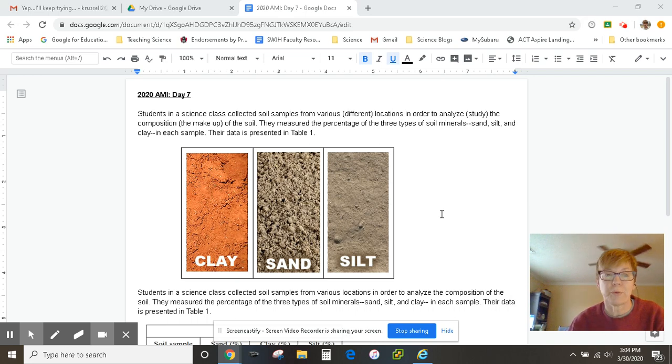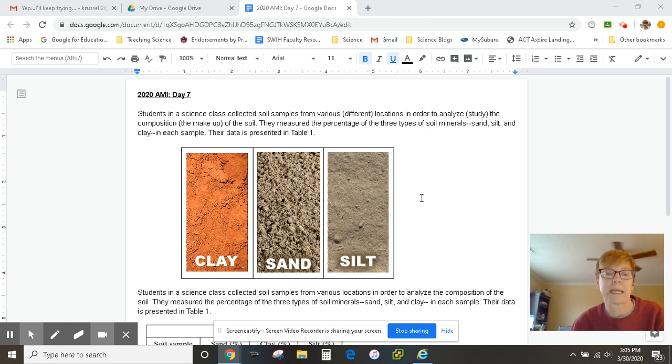I'm here to help you with day 7 of AMI. So what I've done, let's go through and read the question first. It says, students in a science class collected soil samples from various different locations in order to analyze or study the composition or the makeup of the soil. They measured the percentage of the 3 types of soil minerals, sand, silt, and clay, in each sample. Their data is presented in Table 1.